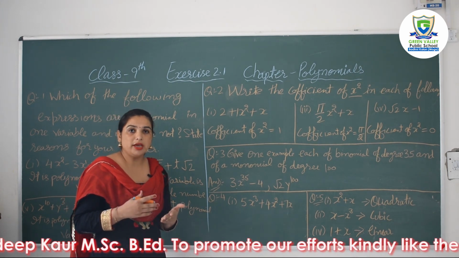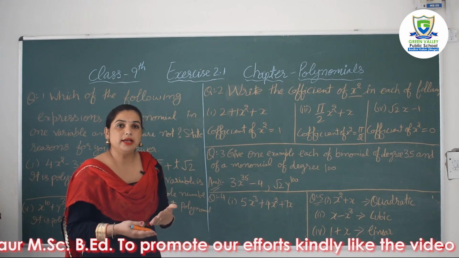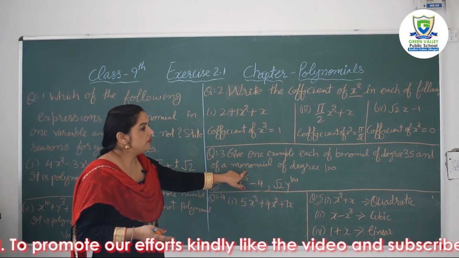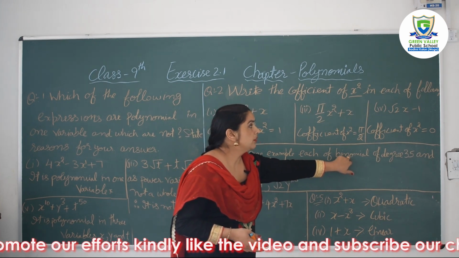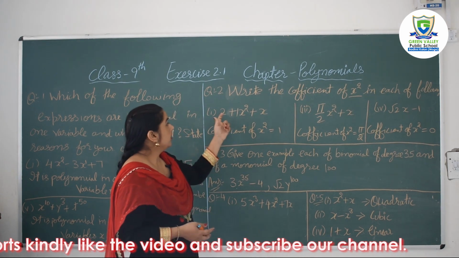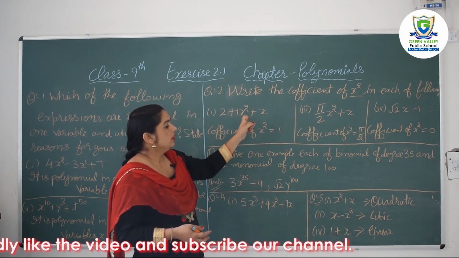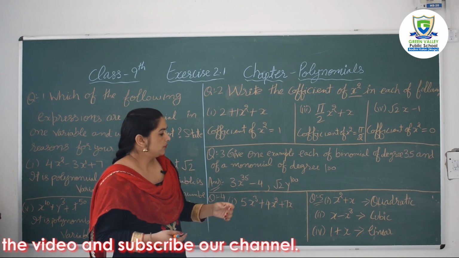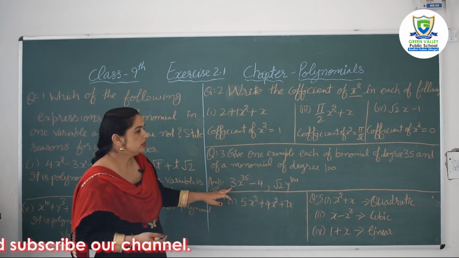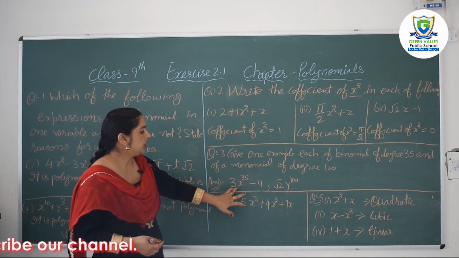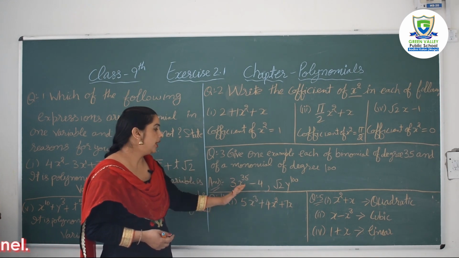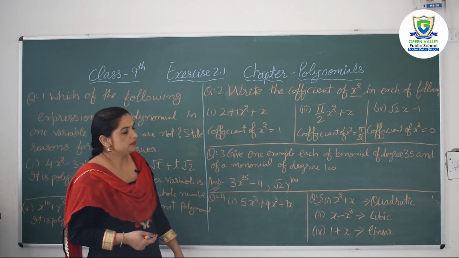If a polynomial has only one term, a single term, that is called a monomial. If it has two terms, like here, it is called a binomial. If it has three terms, like here it is written, then it is a trinomial. So we have to just write a binomial with the degree 35. So I have written 3x power 35 minus 4, two terms, and the degree is 35.